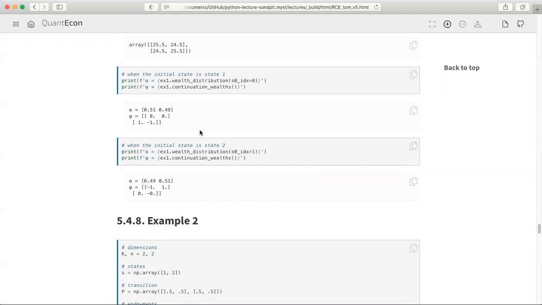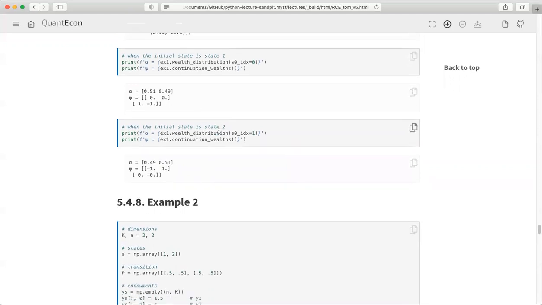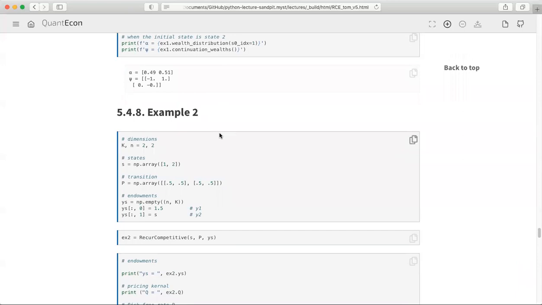This is worth writing out and staring at. Our little Python code did a lot of work for us. Let's do another one. Here's example 2. K and N, 2 people, 2 states. I'm going to change the states to 1 and 2. I'm going to have IID.